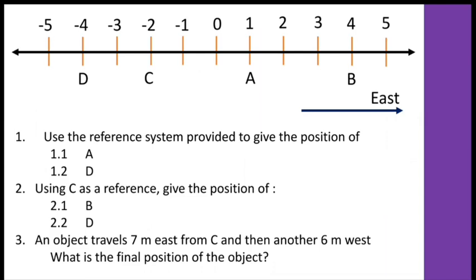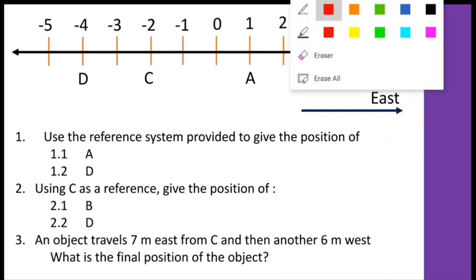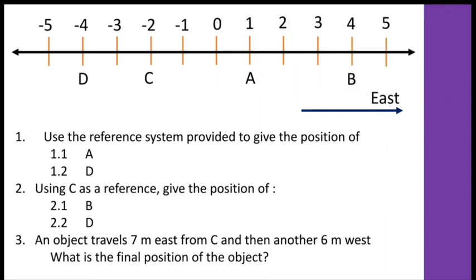Now, we've got this simple activity. It says use the grids system provided, give the position of A. So according to this system, this is the 0 point. So A is in the eastern direction. There are no units of measurement. So A is 1 unit east.